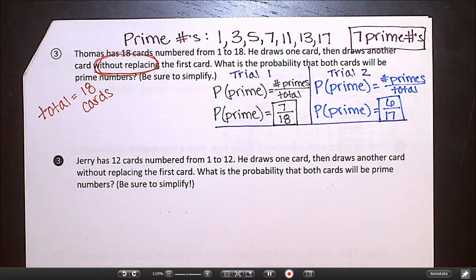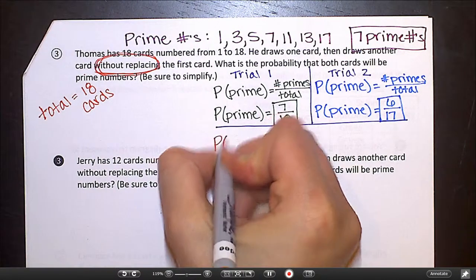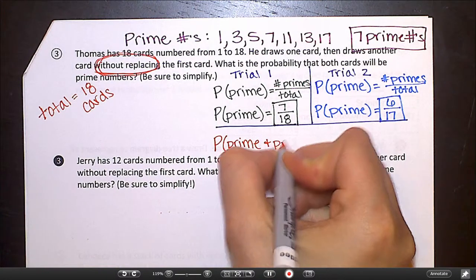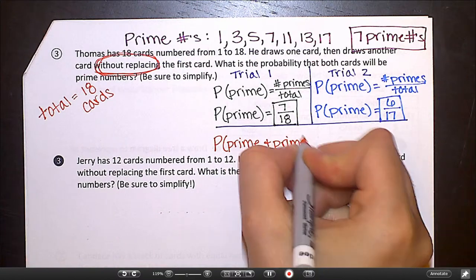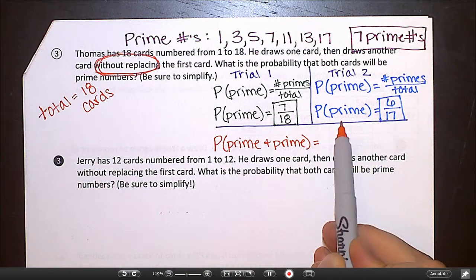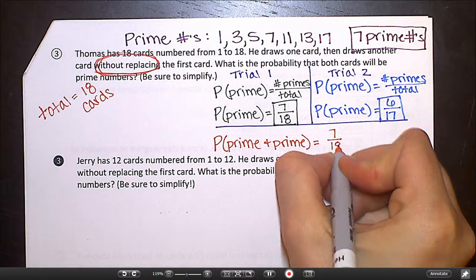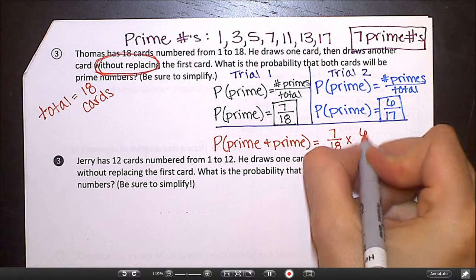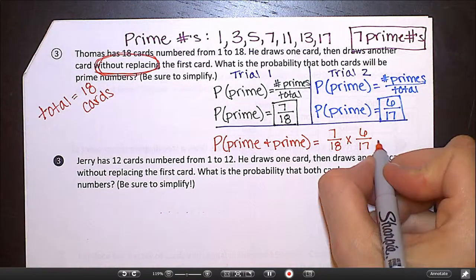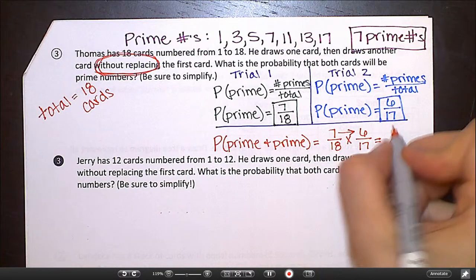The very last step is to come back over here. We're going to say the probability of prime and prime, or we could say the probability of 2 primes, equals, and that's the probability of the first one being prime, and times the probability of the second one being prime. So 7 over 18 times 6 over 17. And then remember, when we are multiplying fractions, we go straight across. 7 times 6 is 42.